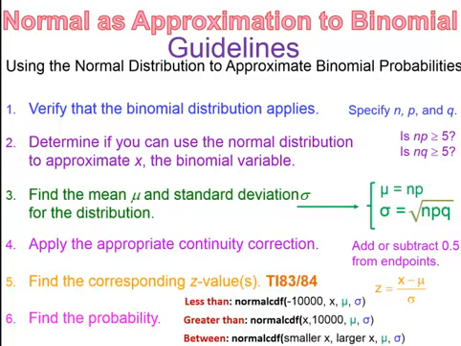And that is either adding or subtracting the 0.5 from the endpoints. You're going to use the calculator to find the probability. If you have a less than, or it's shaded to the left, you'll use negative 10,000 for the negative infinity. You'll put the x value in, your mean, and your standard deviation. For greater than, the lower bound will be your random variable, and then you use positive 10,000 to represent positive infinity. And when it's between, it would be the lower value first and then the higher value second.